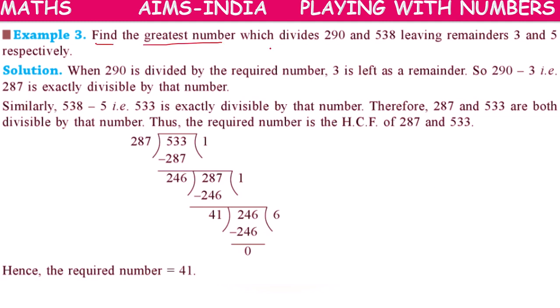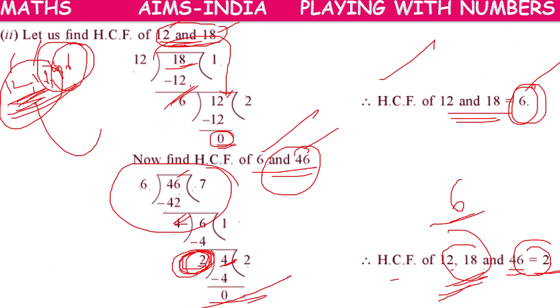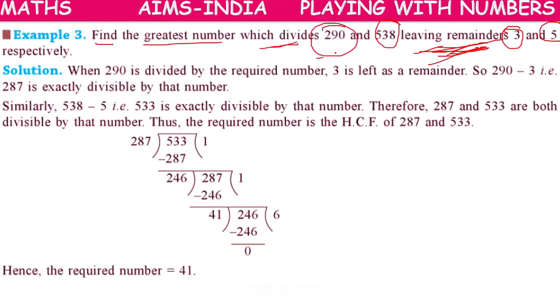Find the greatest number which divides 290, 538, leaving remainders. In competitive exams, you will get questions like this, children. So now, whatever concept we have learned here, HCF, in real life problems, we are going to apply the concept here. So we have to find the greatest number which divides 290 and 538, leaving remainders 3 and 5 respectively.